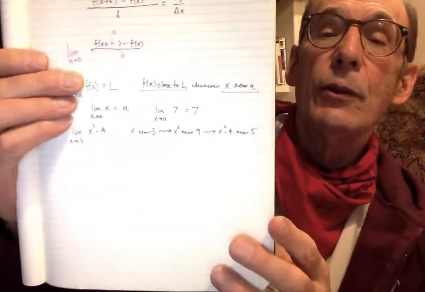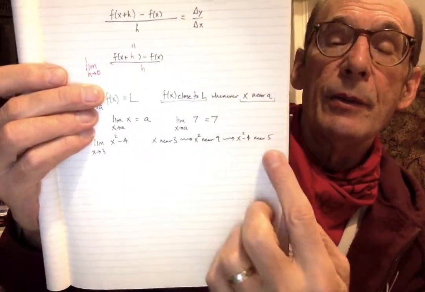What's the big mystery there? I don't know. And that means that x squared minus 4 is near 5. And that's really all we have to do with these limits, is this kind of reasoning right here. Okay. So let's go back to the secant lines and the average rate of change.